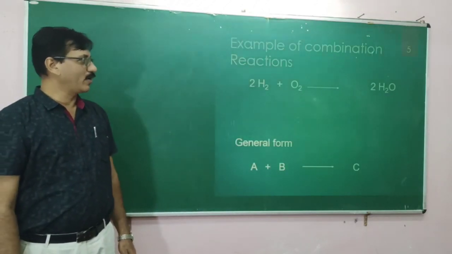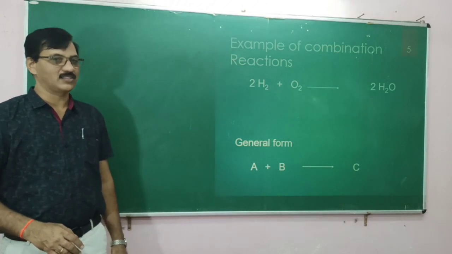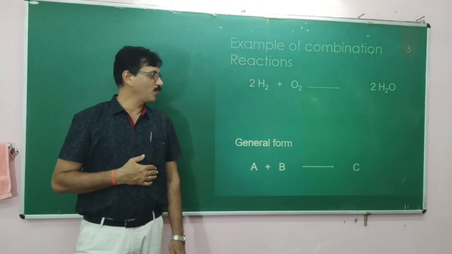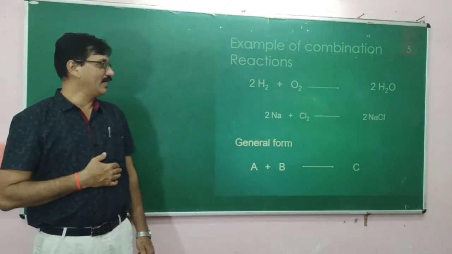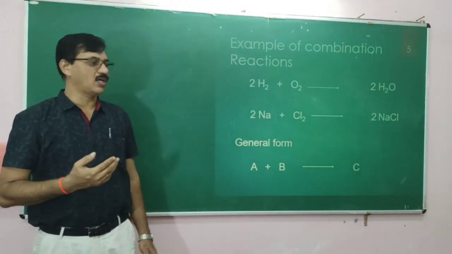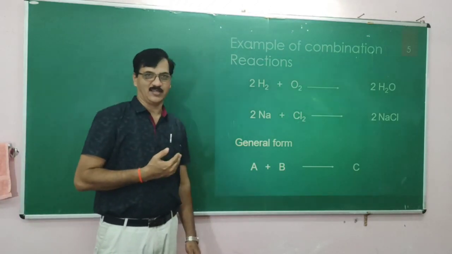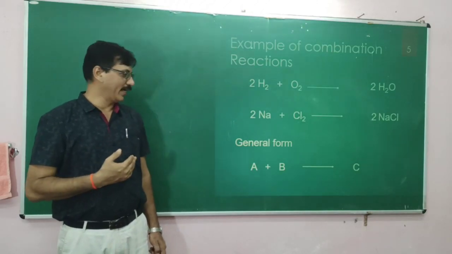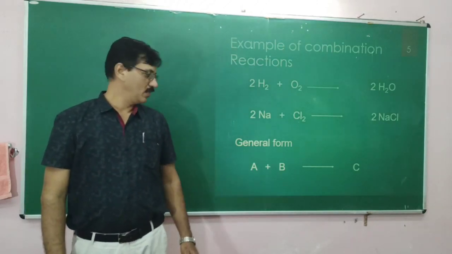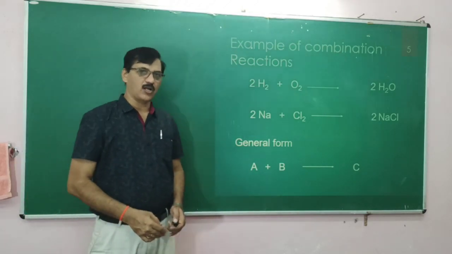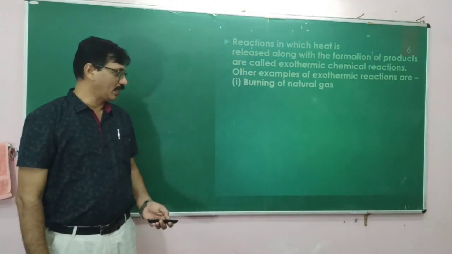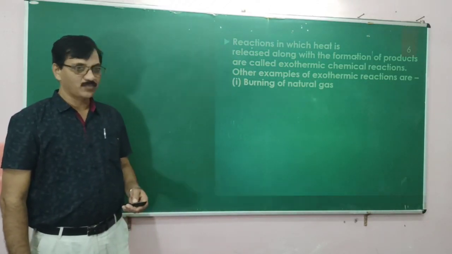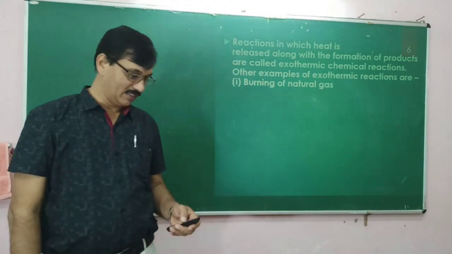Now, let us take some more examples of combination reactions. Formation of water from hydrogen and oxygen is also a combination reaction. And preparation of sodium chloride from sodium and chlorine. Chlorine directly reacts with sodium to give sodium chloride. It is also a combination reaction. So, it can be written in a general form: A plus B is equal to C. Right? So, let us see some more examples of this kind.